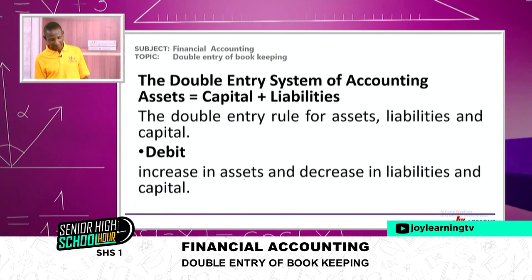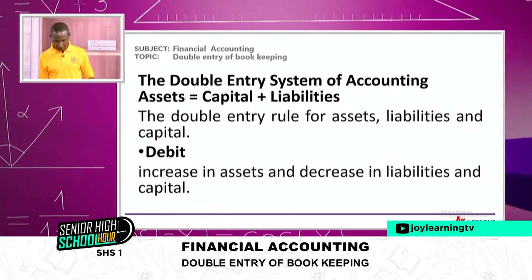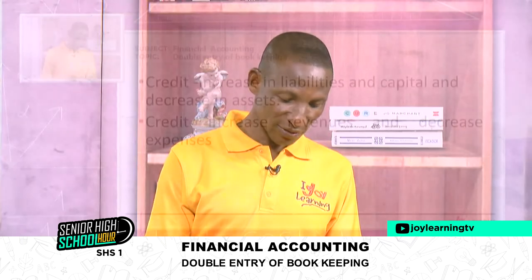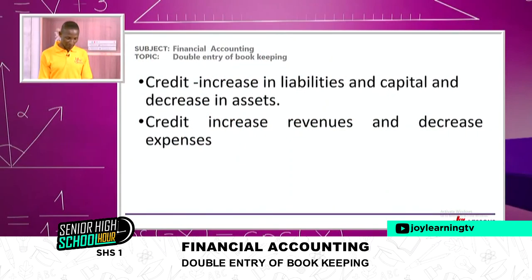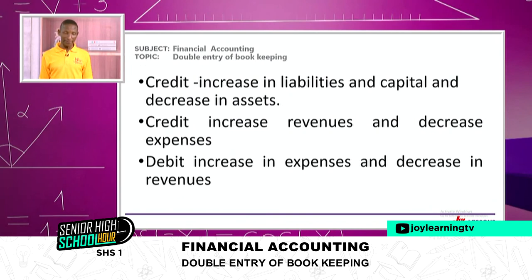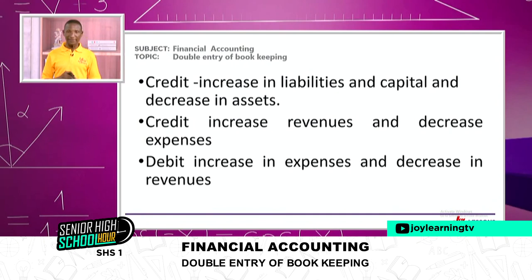So you debit assets when they are increasing, and you debit liabilities and capital when they are decreasing. Double entry on that. Then credit increase in liabilities and capital and decrease in assets. These are some of the things. So once you have known this, you'll be able to pass the entries. Credit increase in revenue and decrease in expenses. Then debit increase in expenses and decrease in revenues.